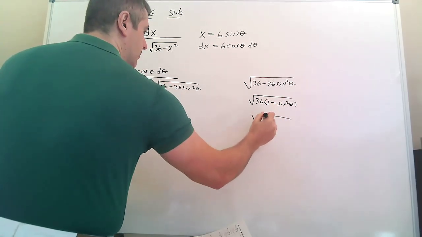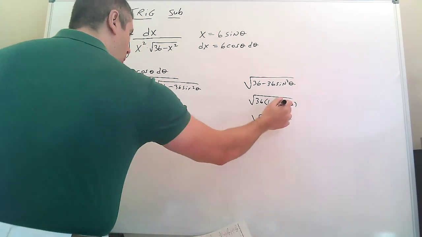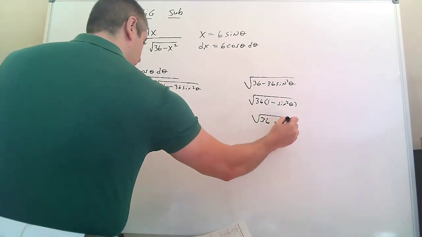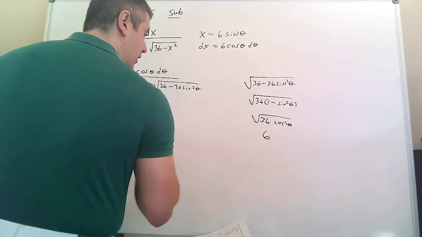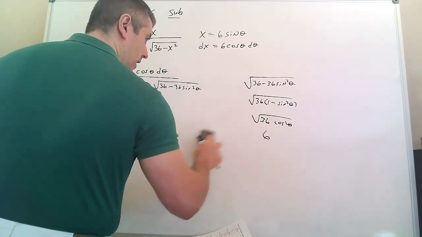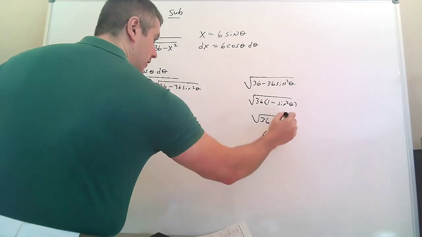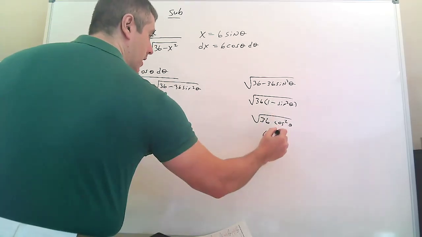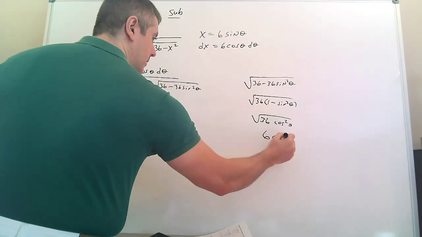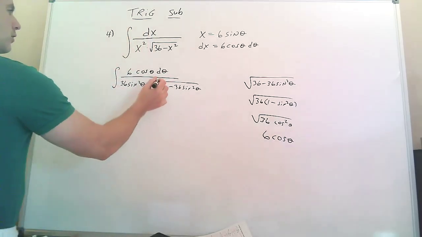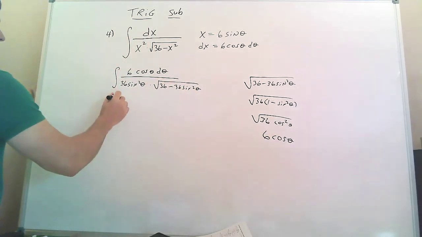36 stays. 1 minus sine squared is cosine squared. 36 comes out. Square root of 36 is 6. Square root of cosine squared. Now that one looks just too awful for me to leave there, so it's cosine squared. Squared is squared. You get the original guy back. So I'm going to replace my radical with that.